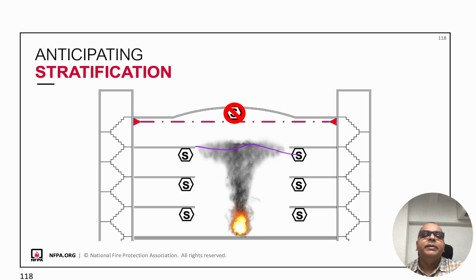smoke higher. This slide shows that in tall buildings, smoke may not reach the ceiling detectors. We must anticipate stratification and install detection at different heights or use aspirating smoke detection systems to ensure reliable and early detection.